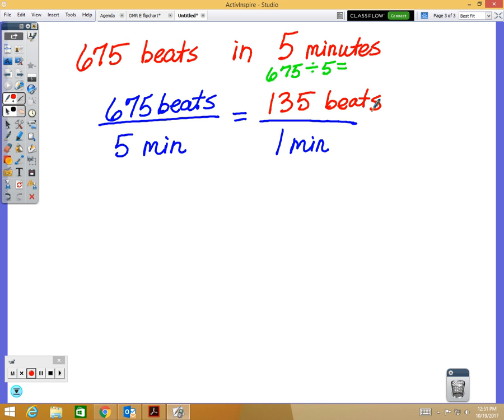135 beats. So again, this was while exercising. You should not have a heartbeat of 135 beats per minute if you're sitting here in class. If you are, then you're either really nervous about something or your heart is, it's not good.